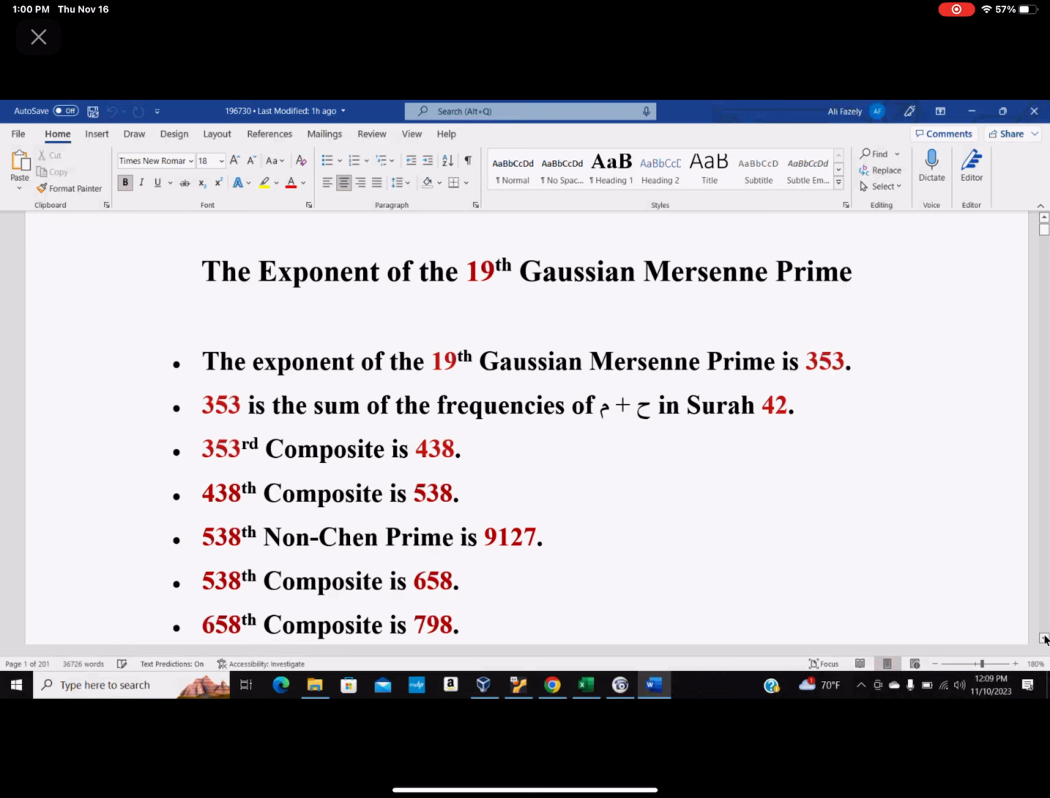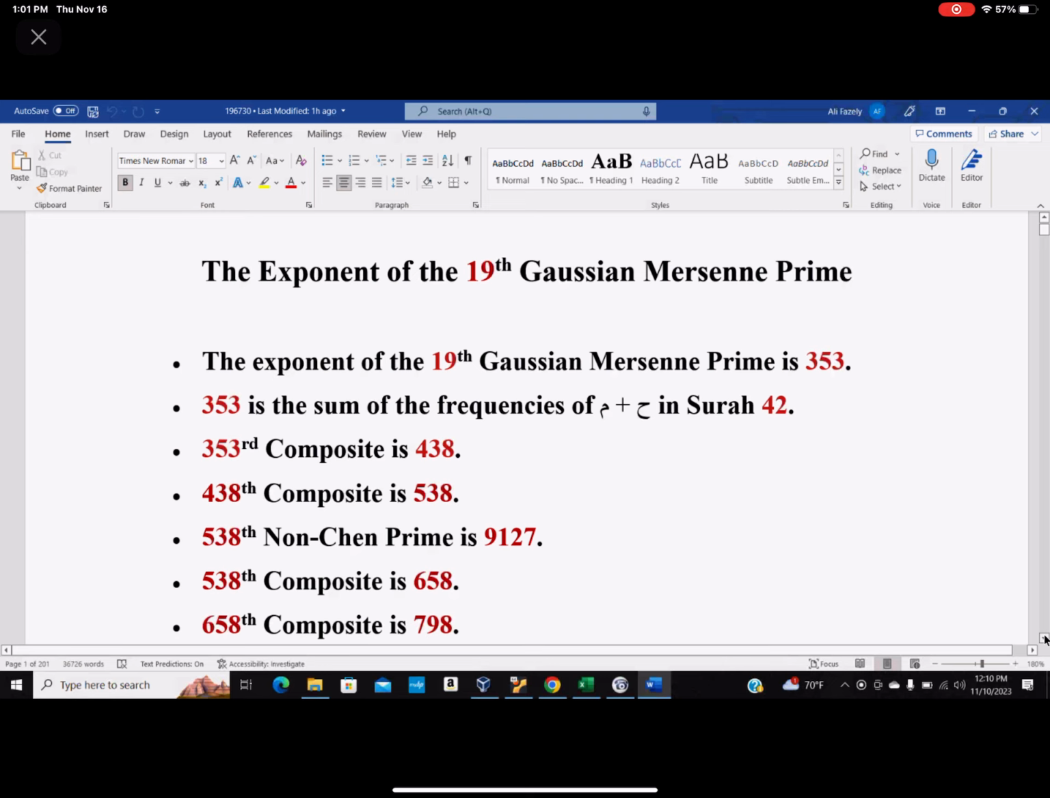Okay. Now let's look. I'm just reminding you so you can get this picture again and build upon it. 353rd composite is 438. 438 composite is 538. 538 non-Chen prime is 9127. So immediately we go from the sum of the initials, the frequency of the K.H.Y.A plus meme in chapter 42, to 9 having 127 verses.